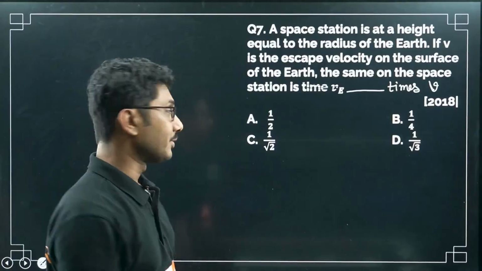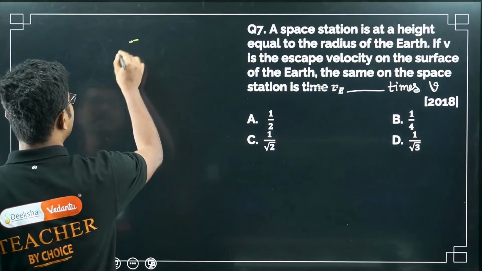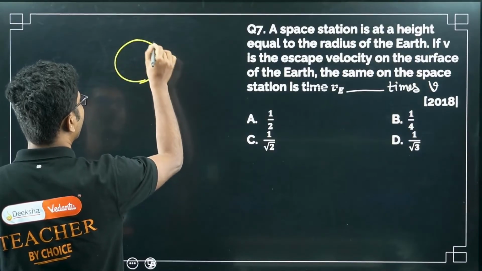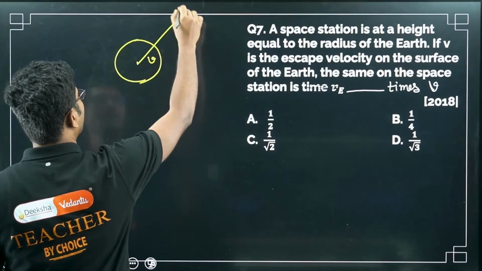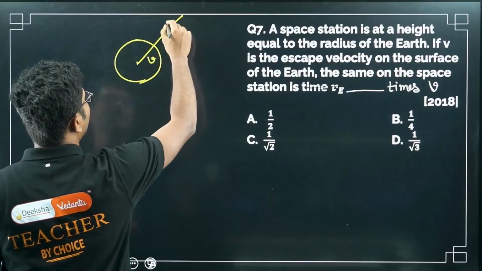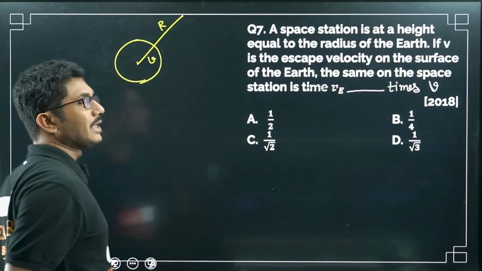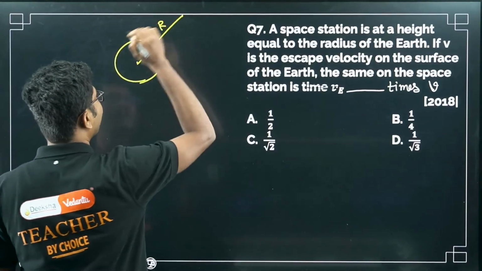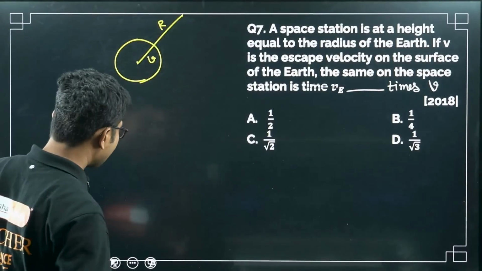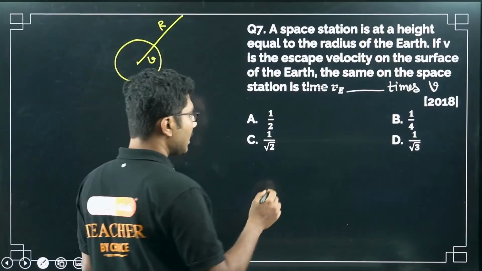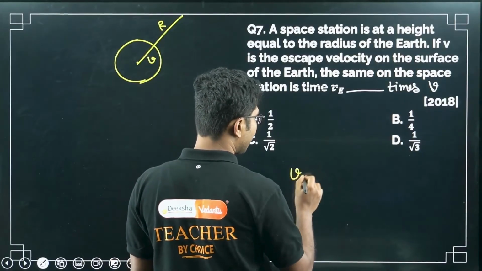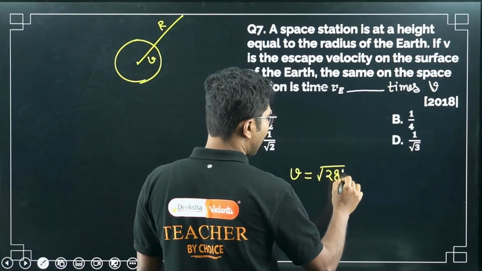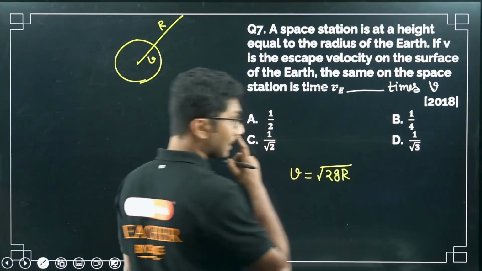So what is the escape velocity on a space station which is located at a distance equal to the radius of the earth? Basically, on the surface of the earth, the escape velocity is v. At a distance r from the surface of the earth, what will be the escape speed? So what is the formula for escape velocity? We know that it is equal to the square root of 2gr when on the surface of the earth.